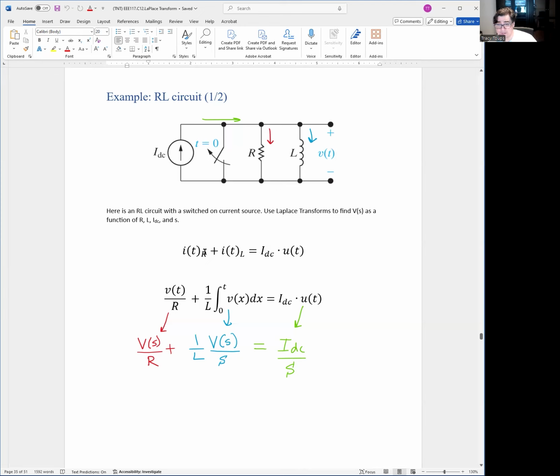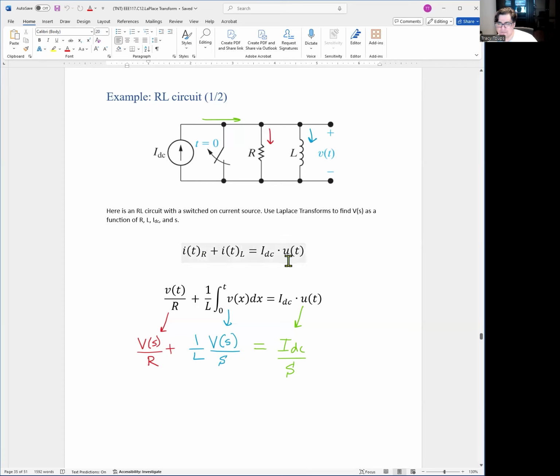Well, in the time domain, the current coming out is I DC times u of t, and because the switch is here, we have that step function at t equals 0. This is equal to the current flowing through the resistor and the current flowing through the inductor, because this is one node. Okay.